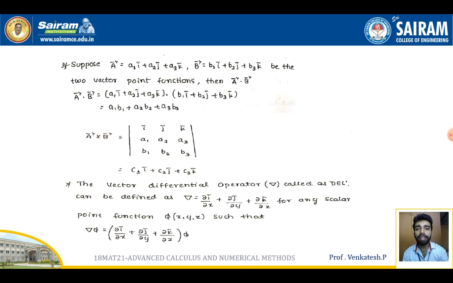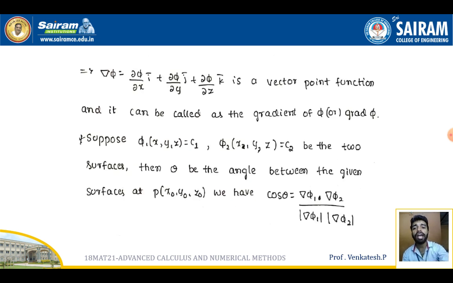So on simplifying this further, I'll be getting the value of del pi is equal to dou pi by dou x i cap plus dou pi by dou y j cap plus dou pi by dou z k cap, which is called a vector point function, and it can be called the gradient of pi or grad pi.